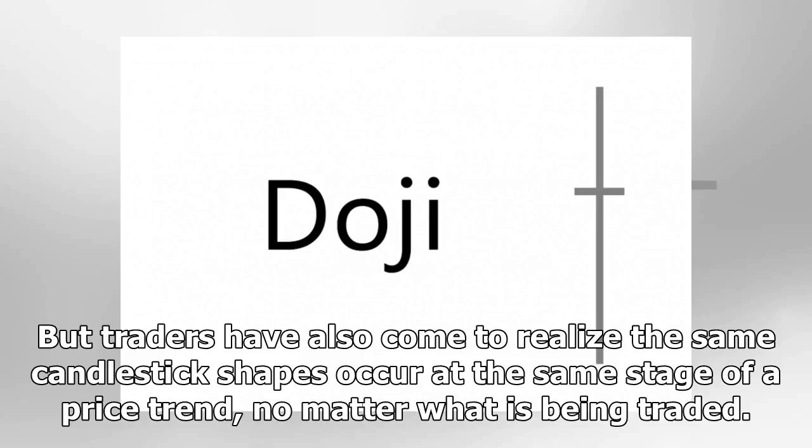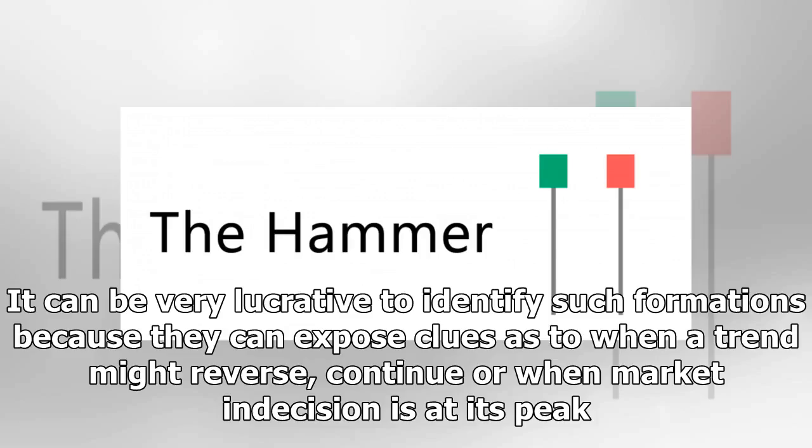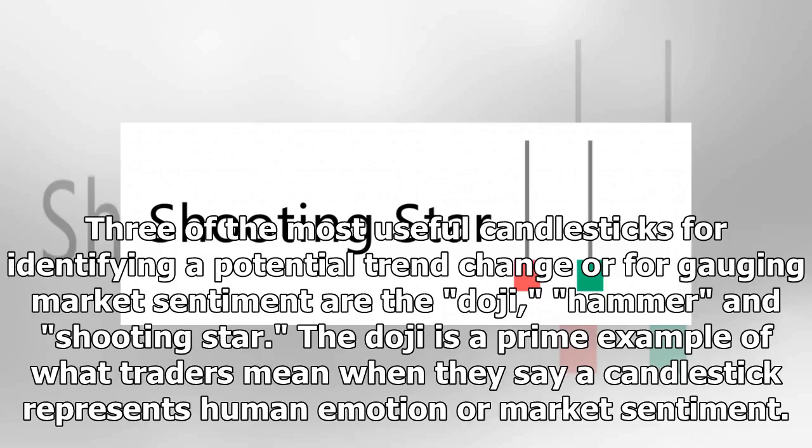But traders have also come to realize the same candlestick shapes occur at the same stage of a price trend, no matter what is being traded. It can be very lucrative to identify such formations because they can expose clues as to when a trend might reverse, continue, or when market indecision is at its peak. Three of the most useful candlesticks for identifying a potential trend change or for gauging market sentiment are the doji, hammer, and shooting star. The doji is a prime example of what traders mean when they say a candlestick represents human emotion or market sentiment.